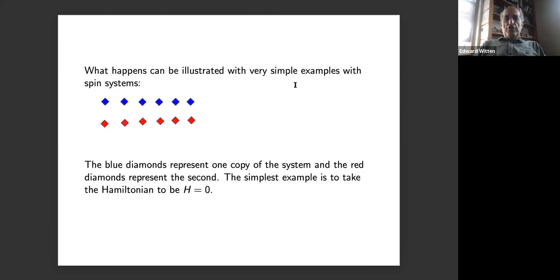So what happens can be illustrated with very simple spin systems. The blue diamonds are meant to be the qubits we're interested in studying. But to study them at non-zero temperature, we introduce a second copy, which are the red diamonds. And very simple Hamiltonians are going to give us complicated von Neumann algebras. The simplest example is to take the Hamiltonian to be 0. I think you'll agree that that's the simplest Hamiltonian of all.